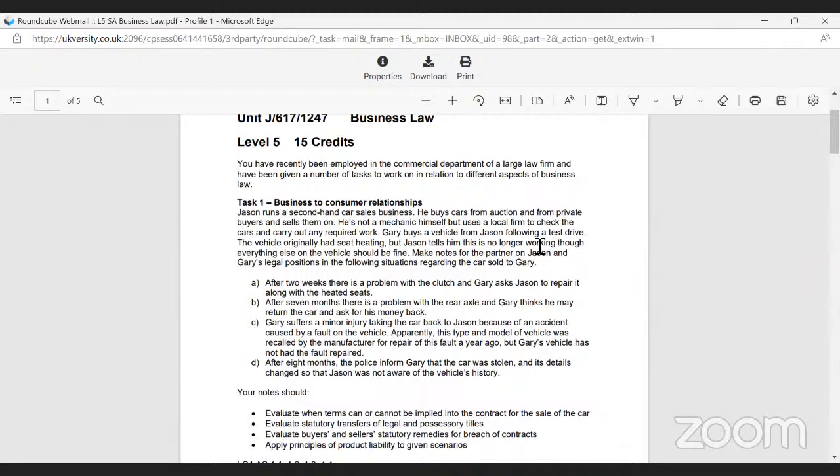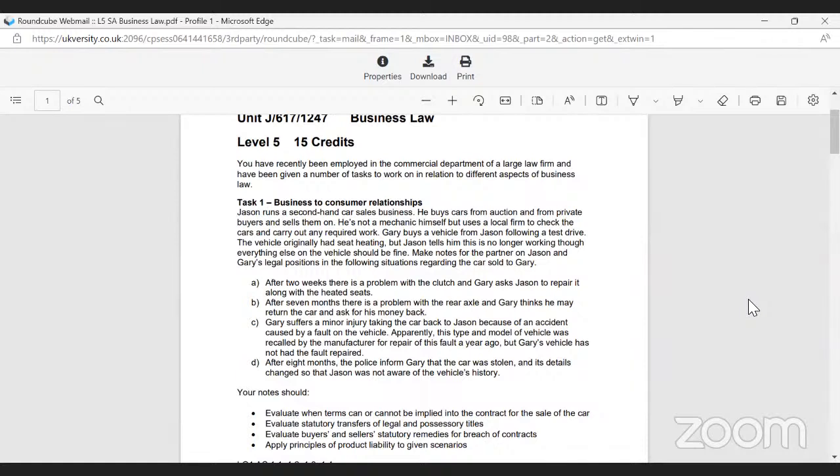He buys cars from the auction and from private buyers and sells them on. He's not a mechanic himself, but uses a local firm to check the cars and carry out any required work. Gary buys a vehicle from Jason. Following a test drive, the vehicle originally had seat heating, but Jason tells him this is no longer working, though everything else on the vehicle should be fine.